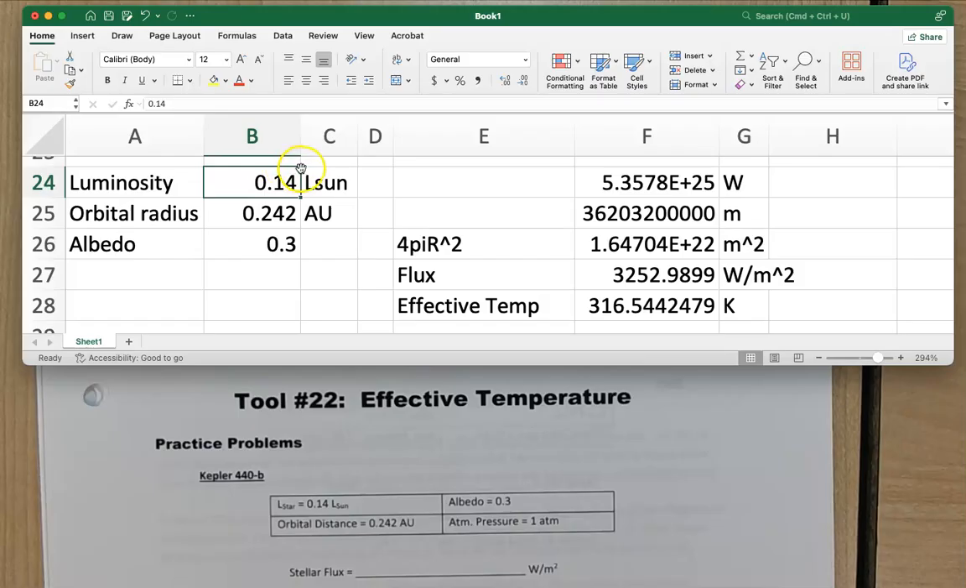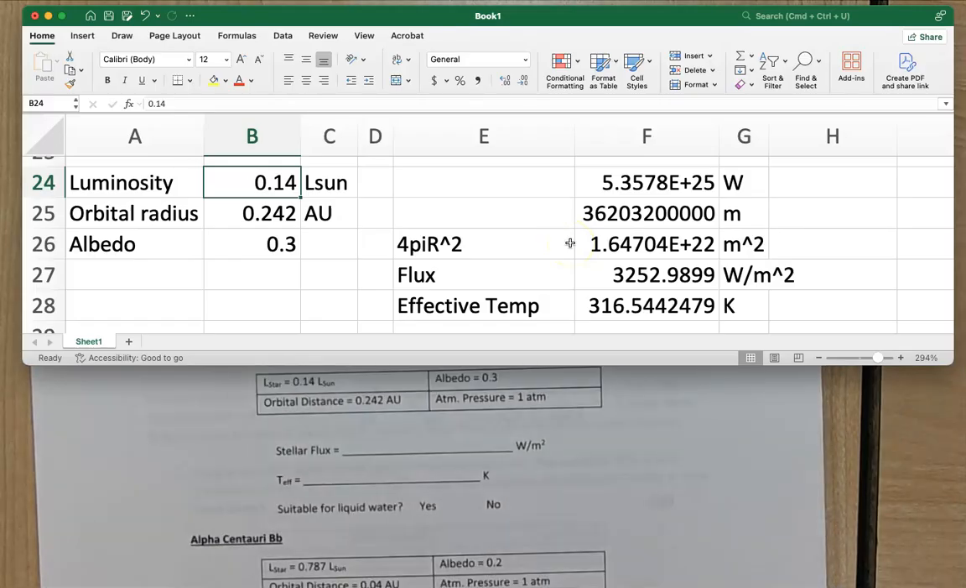So if you're eyeballing these numbers, what can you expect? Well, this is a dim star, but the planet is orbiting really close to it. So is that planet going to be too hot, too cold, or just right? Well, it's a dim star, but you're close to it. So maybe this planet is just right. Maybe it's nice and warm and temperate. How can we know for sure? Well, let's do the math. Have our spreadsheet do the math for us.